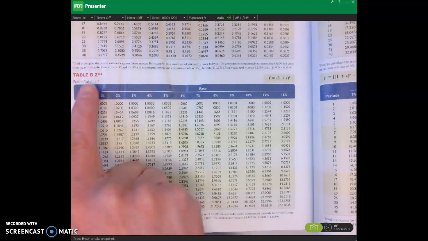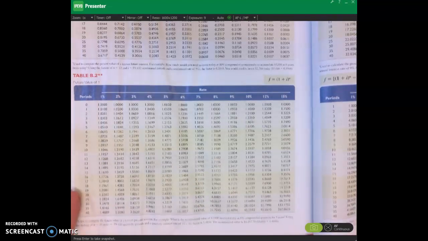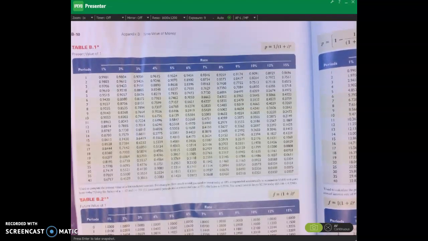And this is table B.2. If you look up, you see table B.1, which is the present value of a single dollar. And then on these other 2 pages, we have table B.3 and B.4, which are the present value of an annuity and future value of an annuity.